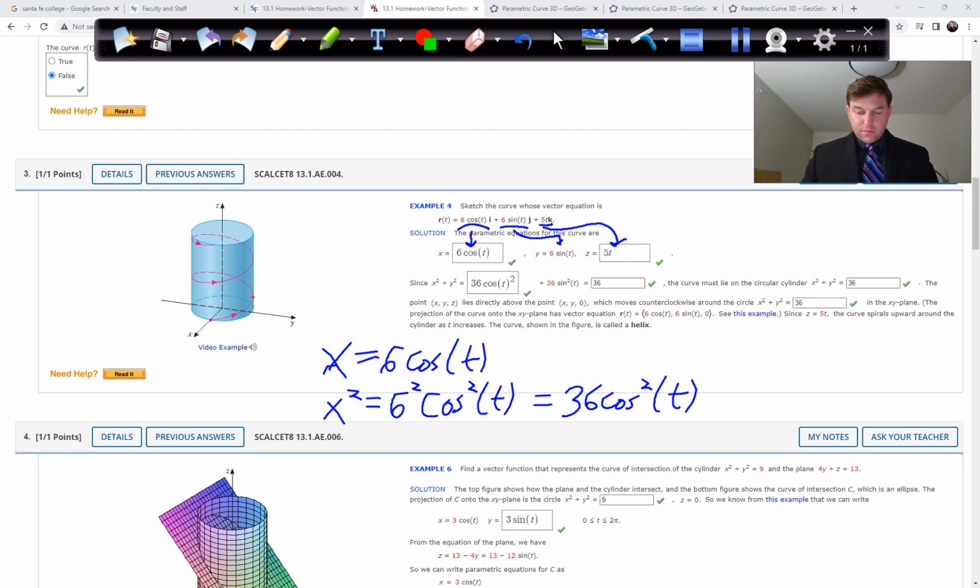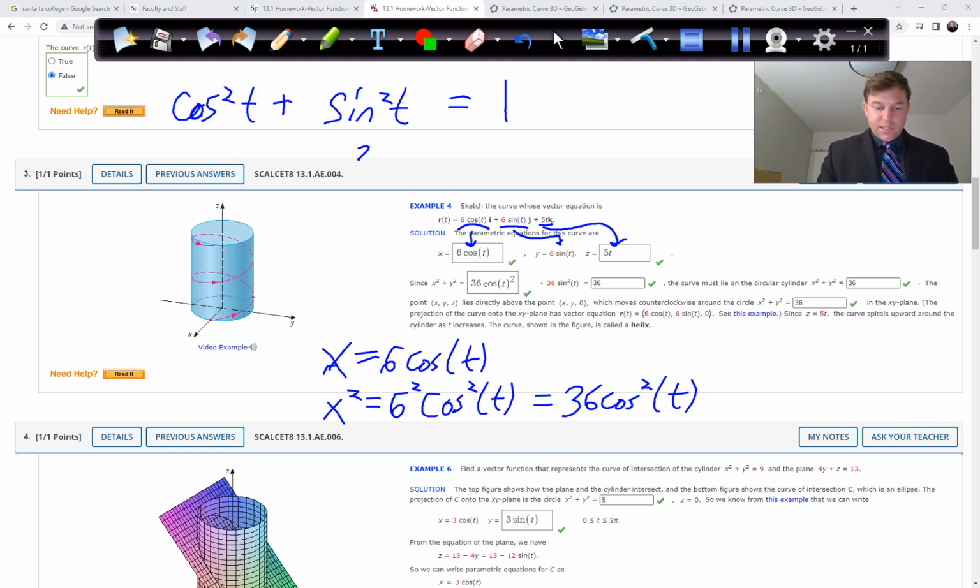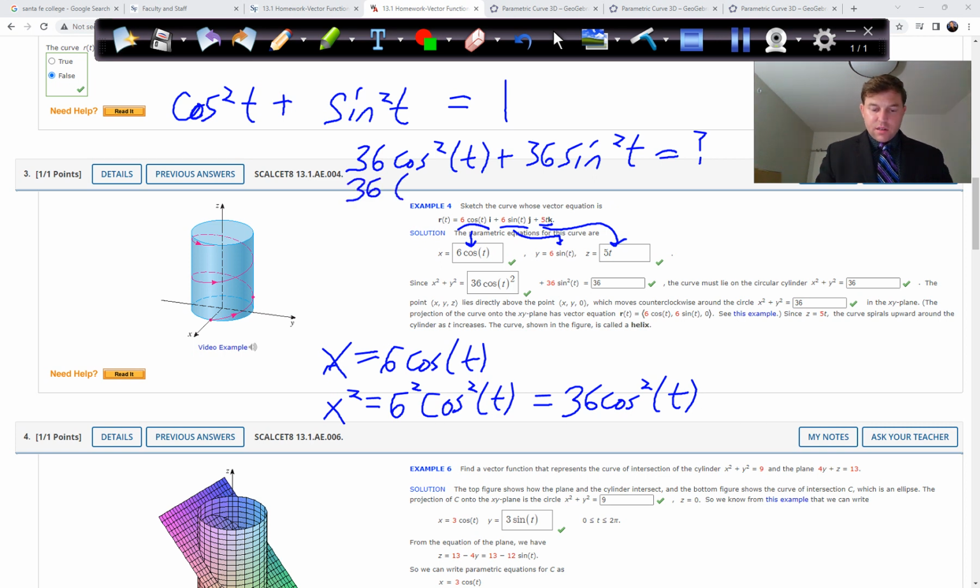Well, it turns out that based on this property, actually let me write it like this, cosine squared t plus sine squared t equals 1. So if I have 36 cosine squared t plus 36 sine squared t, which we do have, that's going to equal what? Well, you can factor out 36, and you're left with cosine squared t plus sine squared t.